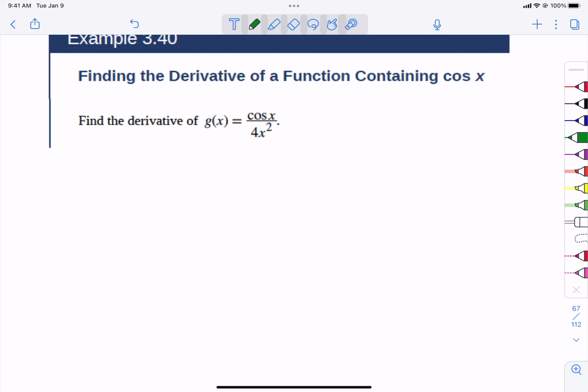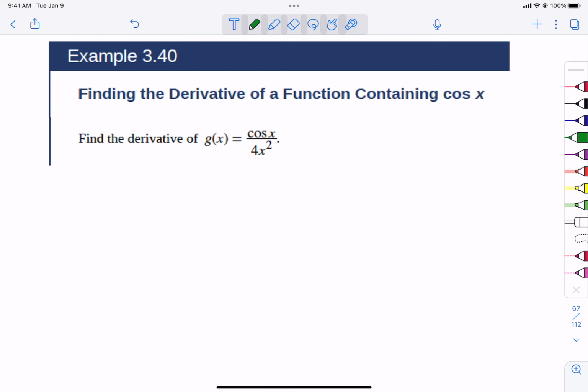Okay. Now, in the second example, 340, we have a quotient. There's not much we can do to make this quotient rule better. You can't usually turn a quotient into a product. So if you like the product rule better than the quotient rule, if we rewrote that as 1/4 x to the negative 2 cosine of x, you could do the product rule now, because that's just a multiplication of those items.